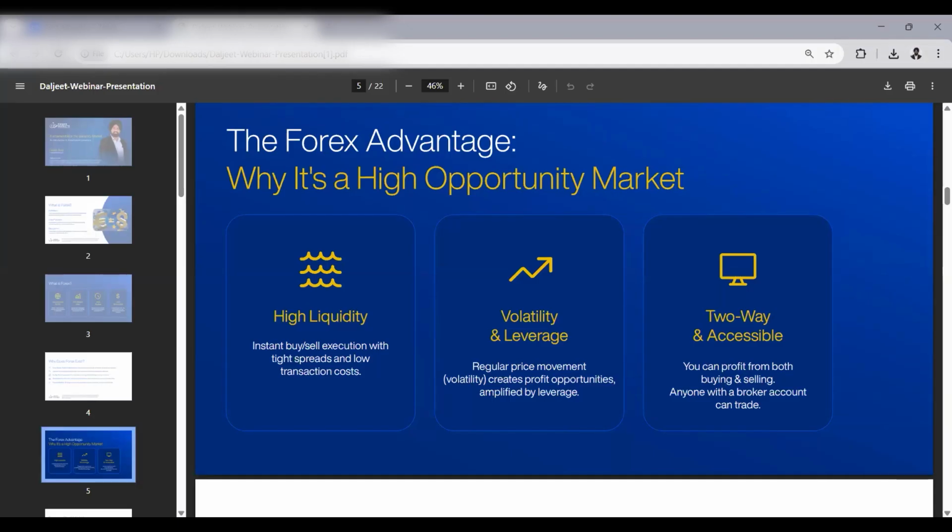What is liquidity? Liquidity is where you can instantly buy or sell currency pairs at a very low cost. That is liquidity. Now, what is volatility? Volatility is where the maximum number of buyers and sellers are there in the market. The price movement is on a very regular basis, not sideways. So there is always a chance of increasing profitability opportunity by getting into these things.